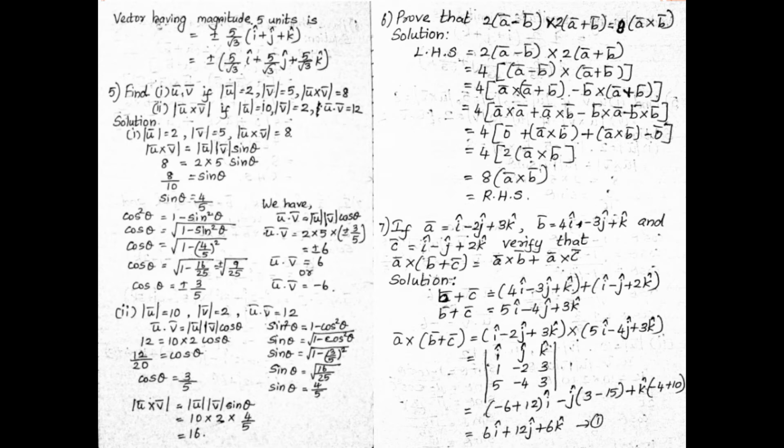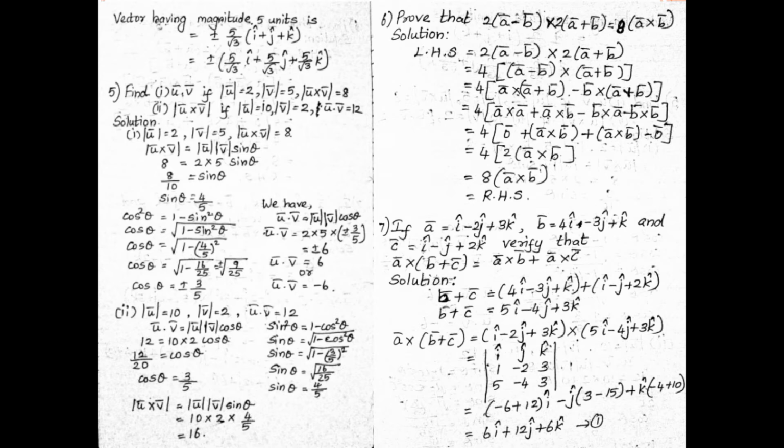Fifth one. Find u vector and v vector if magnitude of u is equal to 2, magnitude of v is equal to 5, magnitude of u cross v is equal to 8. Solution. First, we have to find the angle between u vector and v vector.